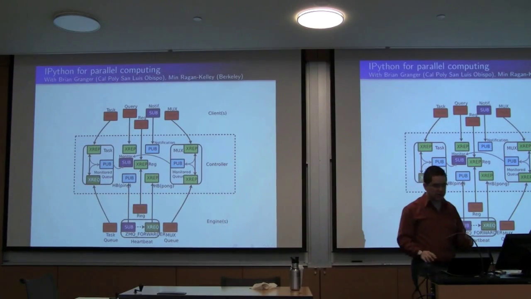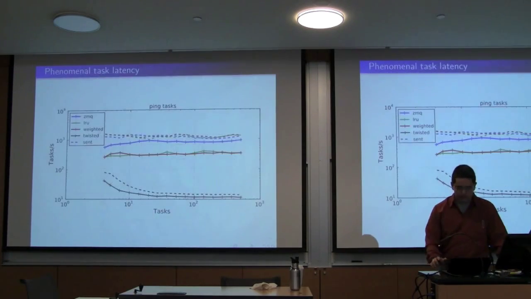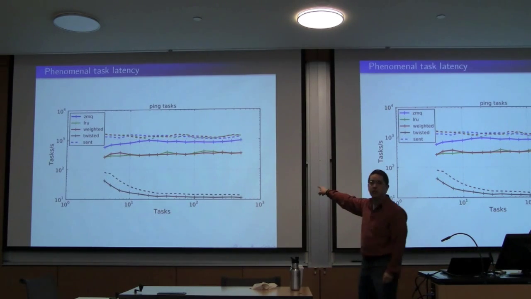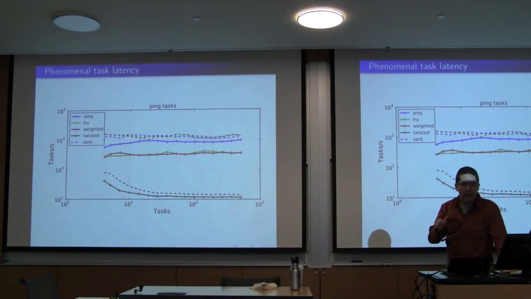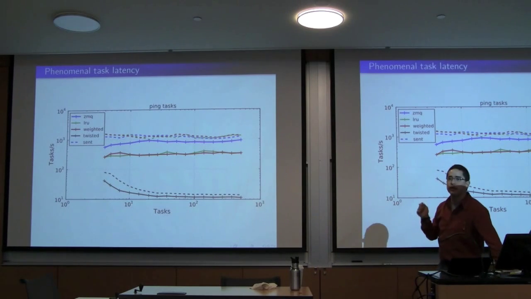So the global architecture is actually fairly similar to the high-level abstractions that we had with Twisted. The performance is very different. This is a log plot. This is not a linear plot. And on that log plot, what you're looking at is task latency. So how many empty tasks can we send back and forth, trying to saturate things out?